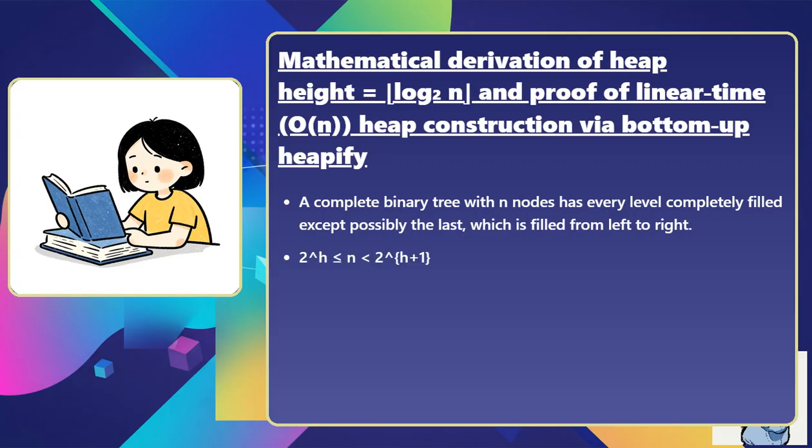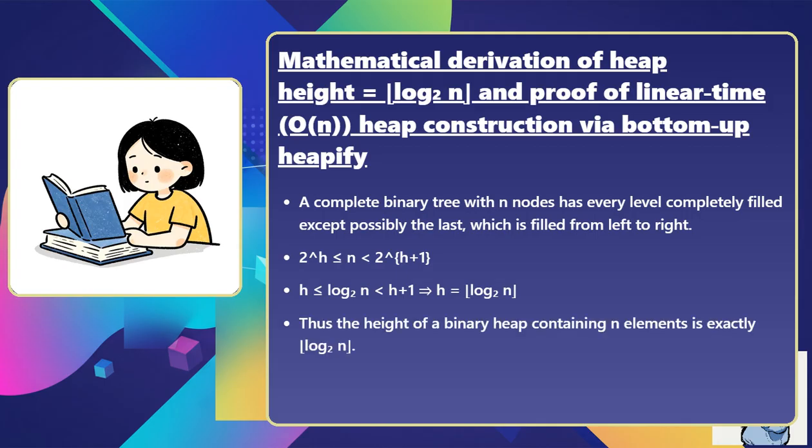2^h ≤ n < 2^(h+1). h ≤ log₂ n < h+1 implies h = floor(log₂ n). Thus the height of a binary heap containing n elements is exactly floor(log₂ n).